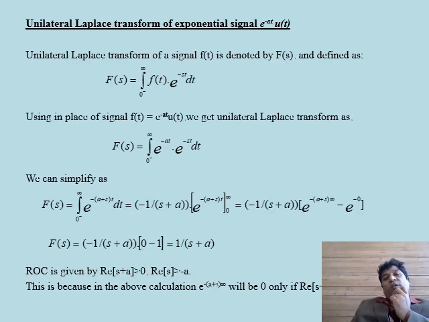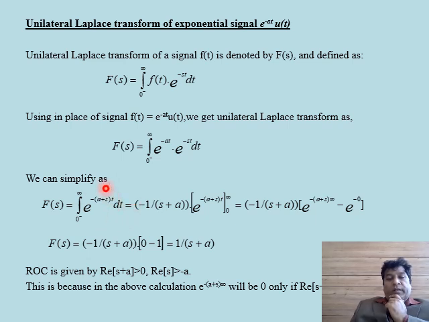Now next we are going to calculate the unilateral Laplace transform of the exponential signal e power minus at u of t. Again we take this signal, substitute into the formula, and we are going to get the integral e power minus at into e power minus st dt. Now we can combine these two exponentials as a single exponential, e power minus (a plus s)t dt.